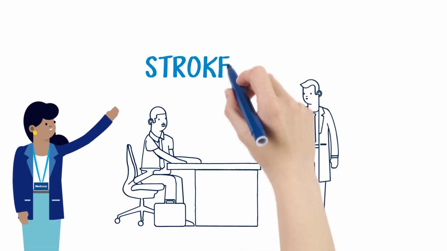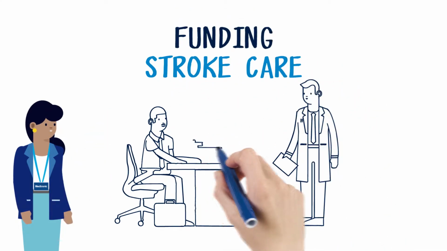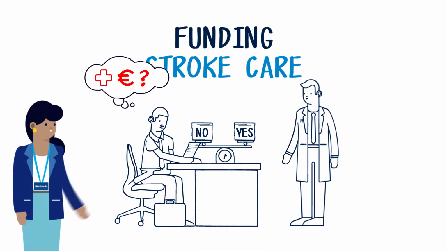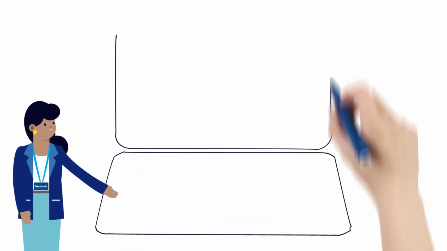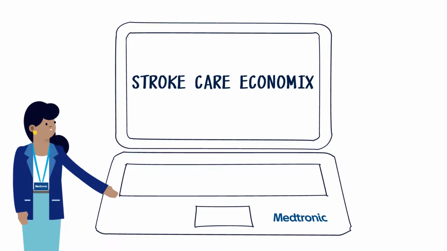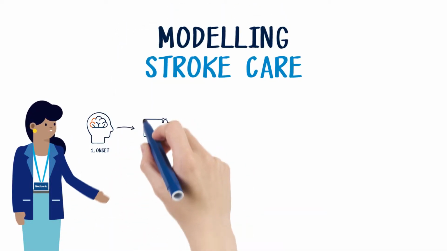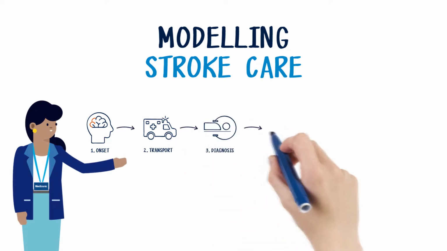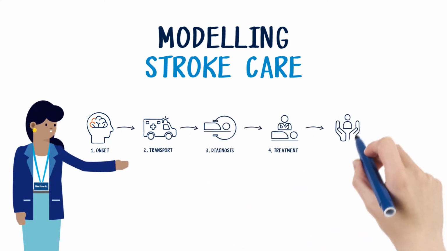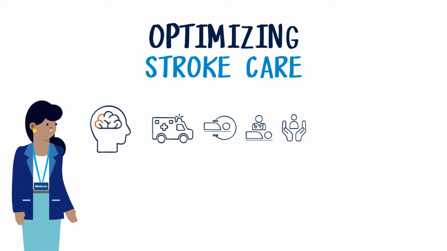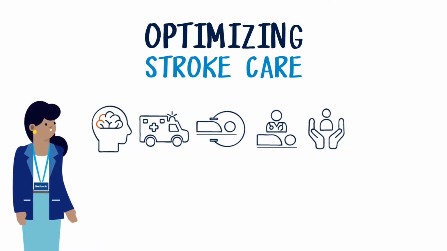Developing stroke care requires funding, so you need to demonstrate the value for money of your initiative to payers. The Stroke Care Economix tool can help you to facilitate the funding allocation for stroke. It is a modeling tool designed for the assessment of different optimization scenarios to close the care gaps across the full patient pathway. So, how can the stroke patient care pathway be optimized?